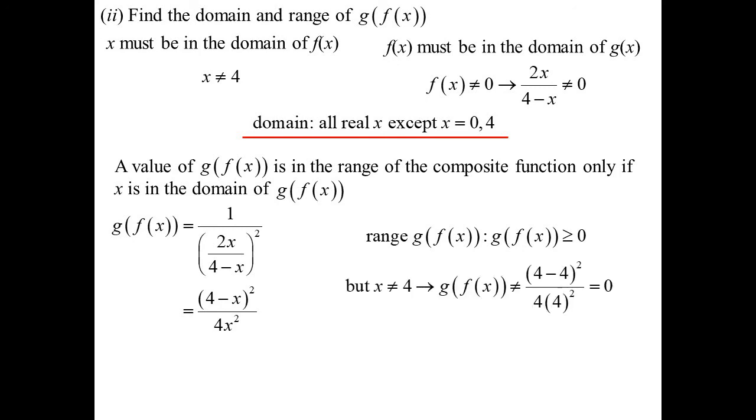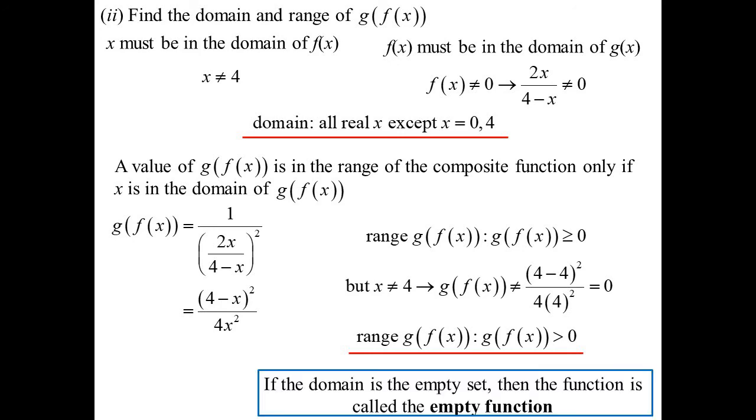But x can't equal 4, remember. It's not in the domain. So if I was to substitute 4 into this new function, whatever answer we get, we can't get, if you get what I mean, because I'm not allowed to sub 4 into it. And that also, by coincidence, turns out to be 0. So our range, instead of just being greater than or equal to 0, which it would have been, will now just be greater than 0.